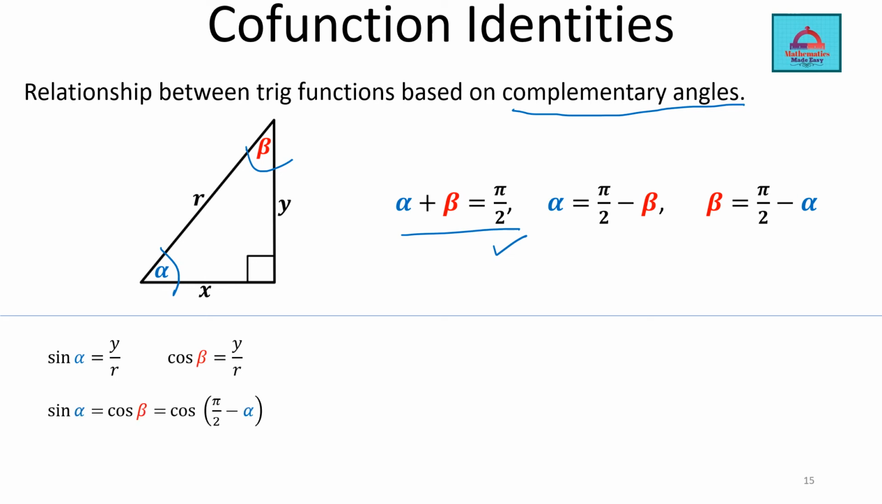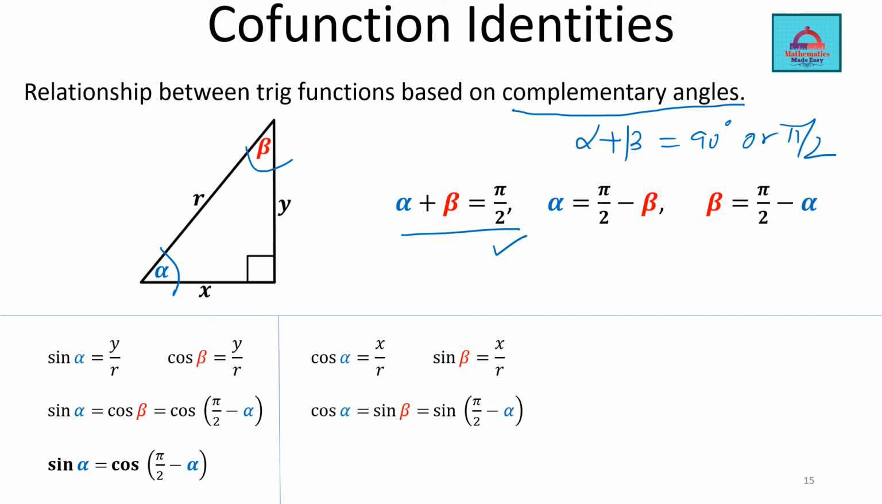Therefore the cofunction identity says that sine and cos are cofunctions. So if you write sine of alpha, it is cos of pi by 2 minus alpha, or 90 minus alpha, because they are complementary. So alpha plus beta is 90. In radians, it is pi by 2. Similarly, you can write for cos. Cos is the cofunction or complementary identity of sine. So cos of alpha is sine of pi by 2 minus alpha.